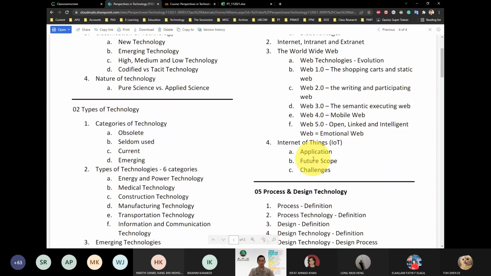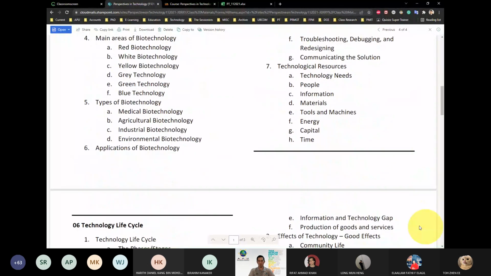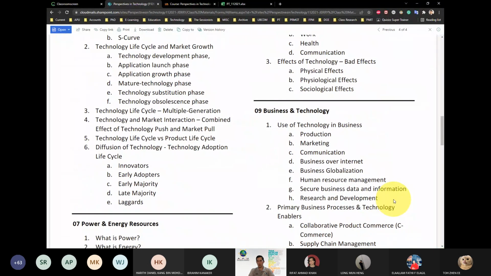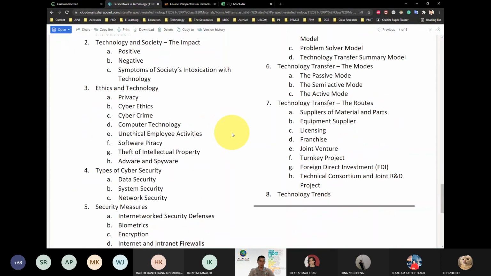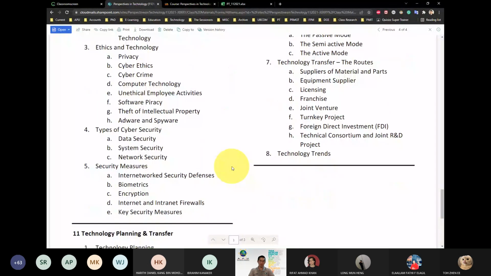Remember, a lot of these areas are interlinked as well. They are connected to each other. So you may not necessarily need to memorize them separately per se. The questions can come from a lot of different directions.